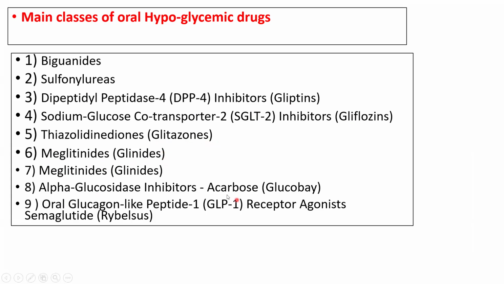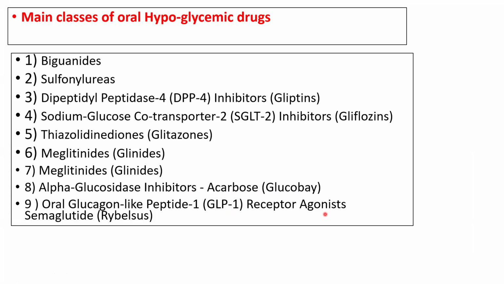Then next is acarbose. Forget about the previous one. This is also an inhibitor. Acarbose, glucobay. Acarbose, glucobay. You see my video all the time, and how Deshpande sir is mugging up. This will be important for your remembering the thing. Acarbose, glucobay. Okay. Next is a GLP-1 receptor agonist.